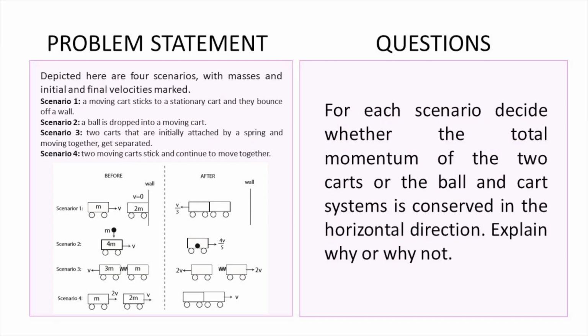So the problem statement is the following. Please feel free to pause the video in order to copy the problem so that you can actually follow along. In this problem we basically have 4 different scenarios in which we have some cars and some masses and some velocities, initial and final. And the question is basically, for each scenario, decide whether the total momentum of the 2 cars is conserved in the horizontal direction. Explain why or why not.